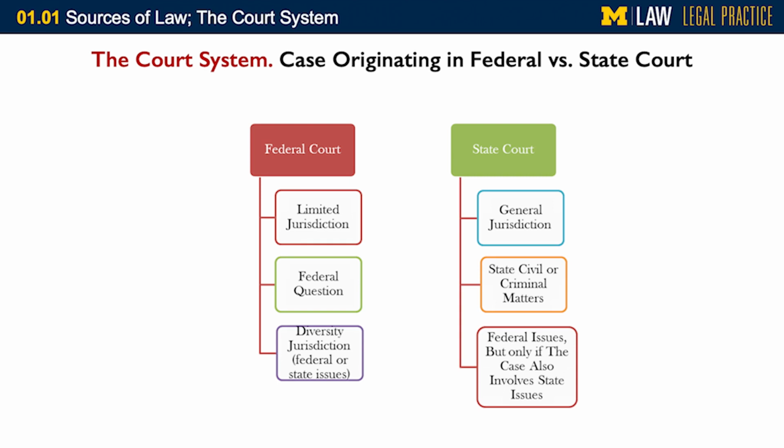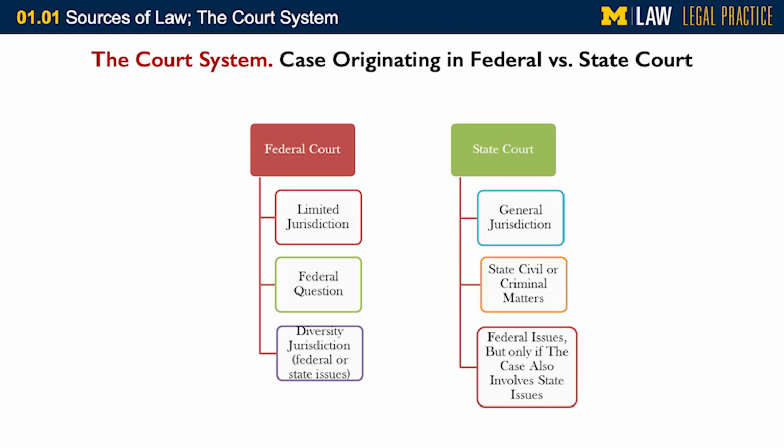The first is if the case involves a federal question, meaning a question about the interpretation of federal law, for example, the Constitution or a federal statute. The second is if the litigants, or the parties to the case, have what is known as diversity jurisdiction. To have diversity jurisdiction, the parties must be from different states, and the amount of damage alleged in the case must exceed a certain monetary amount set by statute.